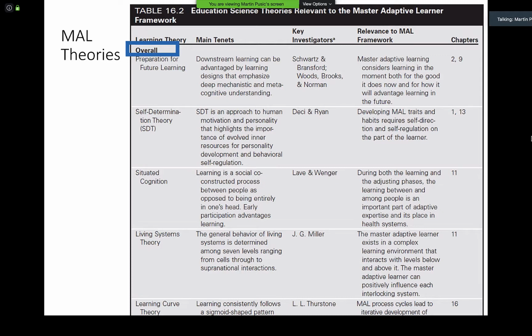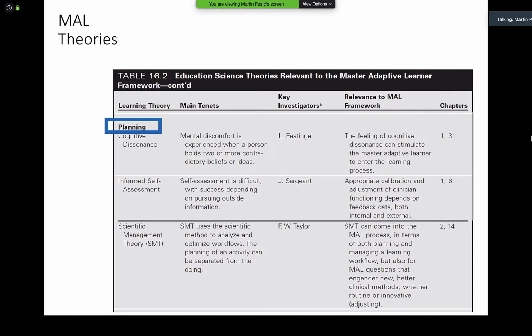Because what we want is, in our master adaptive learners, in our medical students, in our nursing students, in our about-to-retire surgeons, the whole spectrum, are people who know how to learn. And they know the scientific underpinnings of how to learn, and they know the regularities of how learning works in the world. So I showed you some overall theories. There are theories around planning, and that's where that Dunning-Kruger conceptualization comes in, as well as ideas of informed self-assessment.